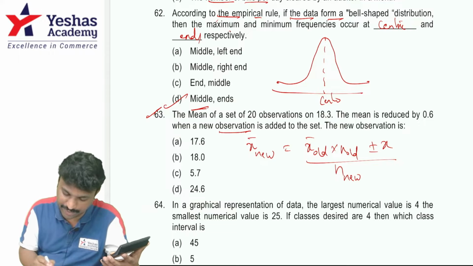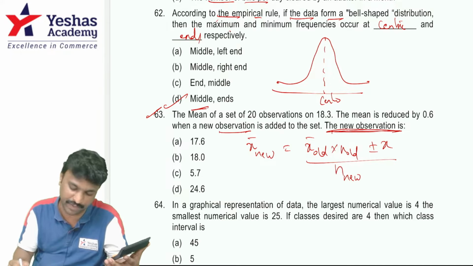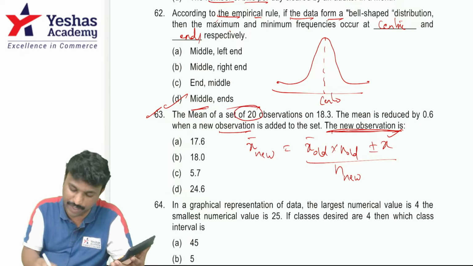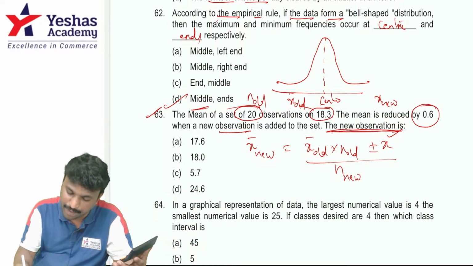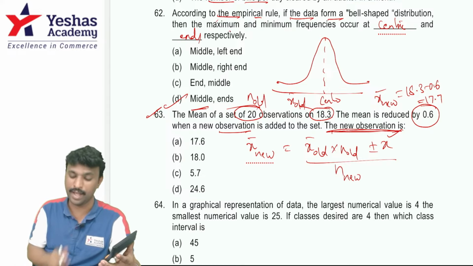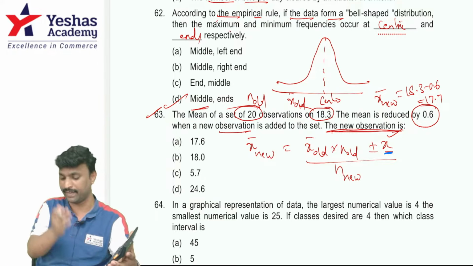Now, X new bar is given actually. What do we need to find? We need to find the new observation. That means the value of X we need to find out. So initially, how many observations? 20. So N old is 20. The mean of those observations, that is X bar old, is 18.3. Mean is reduced by 0.6. That means X new bar is 18.3 minus 0.6. That gives you 17.7. So X new bar also we got. Now all that we need to do is find the value of X. If I want to find the value of X, I have to just retain X on the one side and everything else on the other side.